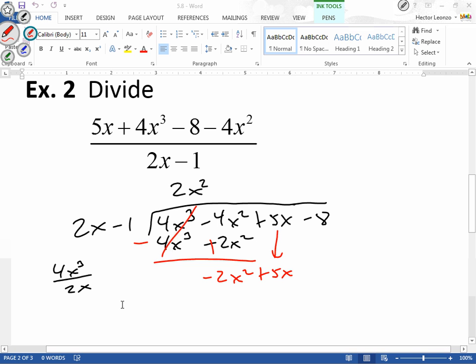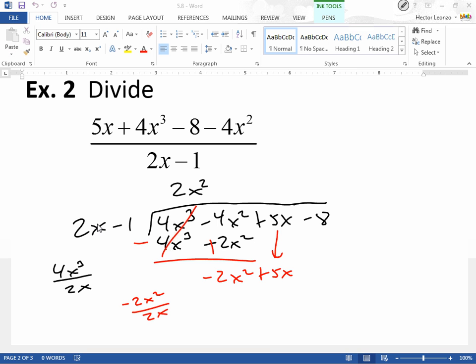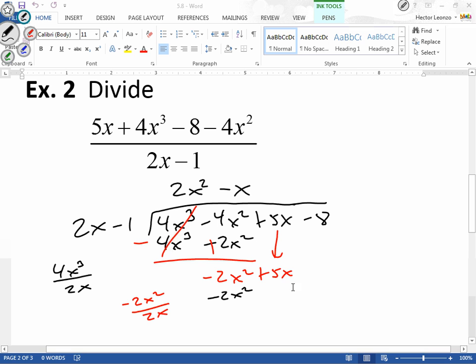So I'm just thinking of negative 2x squared divided by 2x. First term divided by the first term. So negative 2x squared divided by 2x gives me negative 1x. Now multiply the negative x, or negative 1x, to both terms on the outside. So negative x times 2x gives me negative 2x squared. Negative x times negative 1 gives me plus x. Remember, draw the line and change the signs. So I'm going to draw this line, change this to positive, change this to negative.